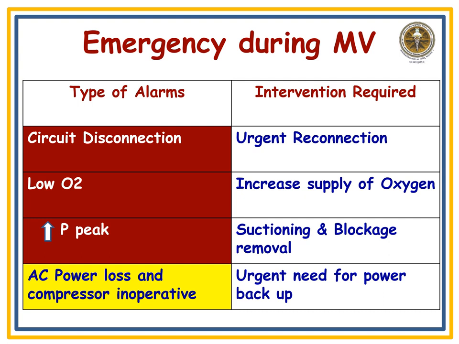The next one is high peak pressure. As your ventilator is giving positive pressure ventilation, if there is any blockage, it will immediately give an alarm of high peak pressure. So what you have to do? Immediately go for suctioning or blockage removal. The next one is AC power loss and compressor inoperative. If your power fails, the compressor will not work. So what you have to do? Immediately provide a power backup to the ventilator.